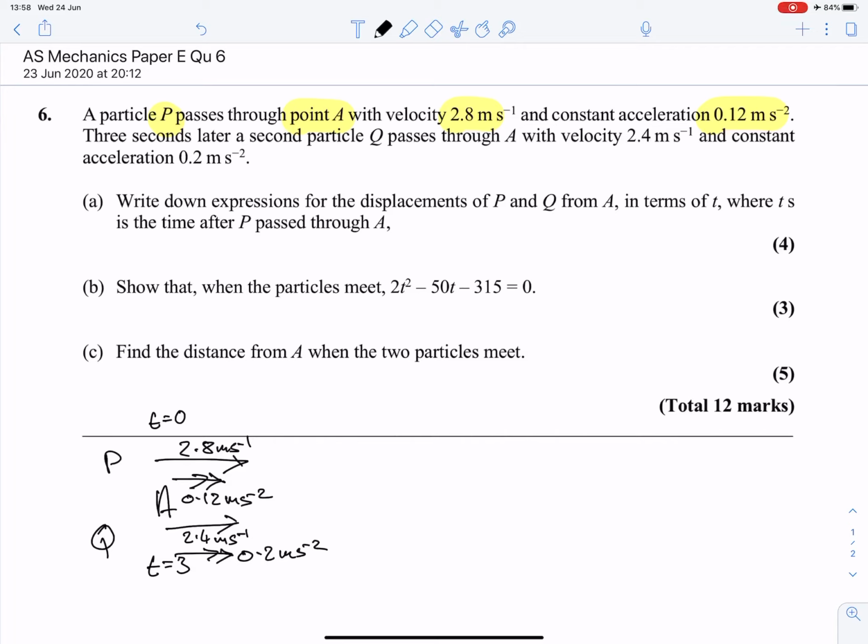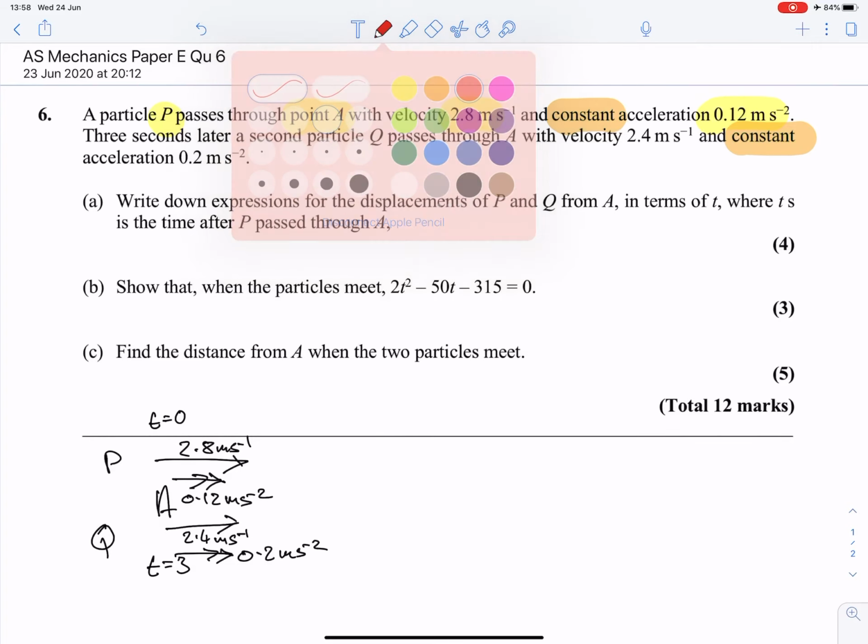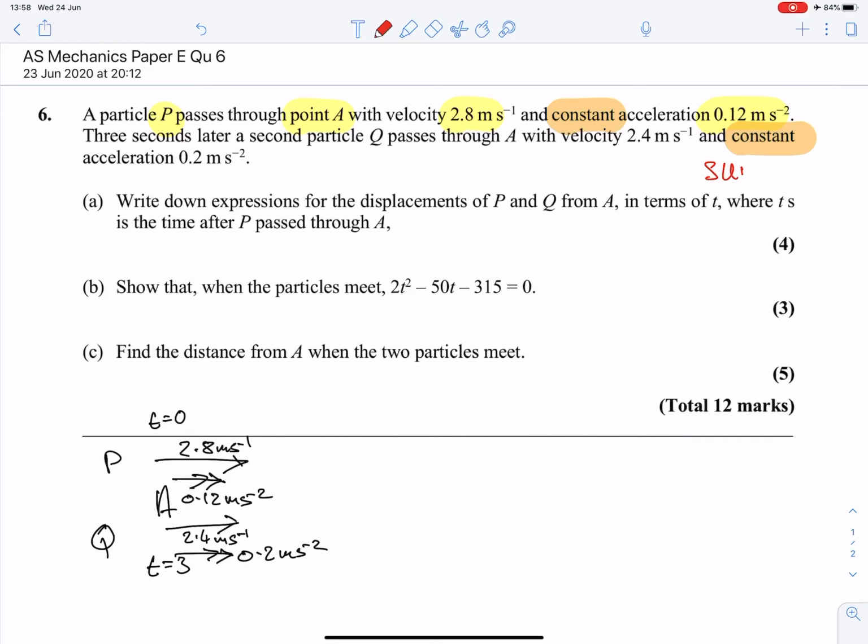Okay, so the key other word to pick up on in the question is constant acceleration. So that tells us, as soon as we read it, that we're working in a SUVAT kind of context. So let's now think about converting this. Write down an expression for the displacements of P and Q from A in terms of T, where T is the time after P passes through A.